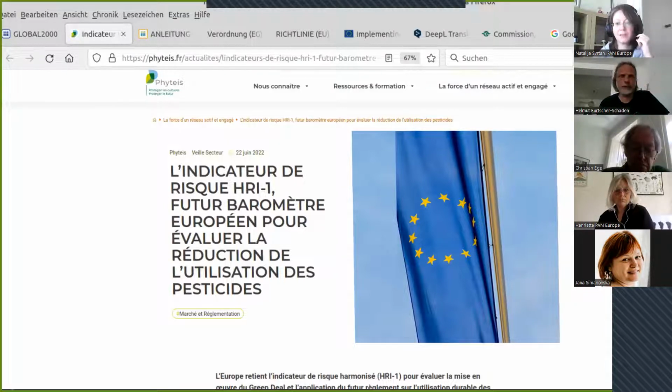And here, the French industry lobby made a big article how perfectly the Harmonized Risk Indicator fits to reach the reduction target, and that it's scientifically based, and that it takes into account the risk of pesticides, weighting factors, which the NODO does not, and so on. Yeah, so they already start to fight, and I think we have to be prepared to counter these arguments.